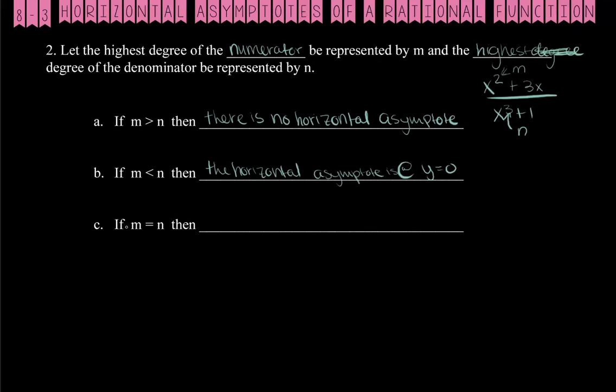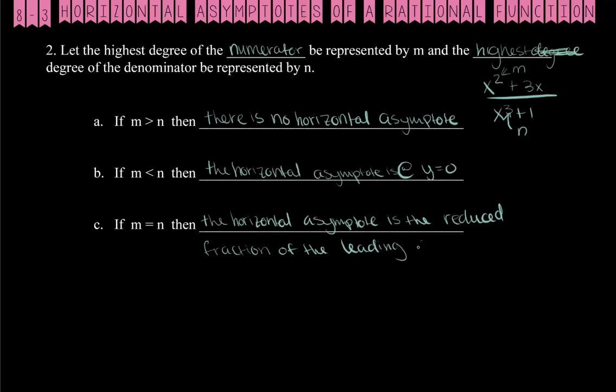Then finally, if the degrees of our numerator and denominator are equal, so if this was an x squared instead, then the horizontal asymptote is the reduced fraction of the leading coefficients.